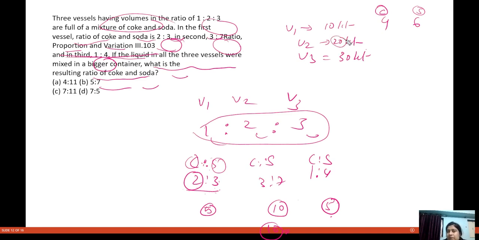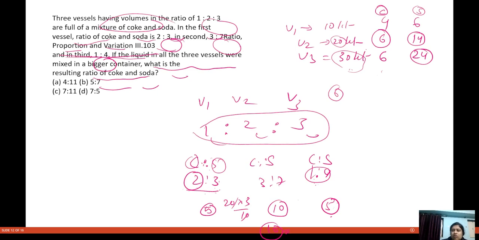And then we have this 20. Here we have 6 liter of Coke and 14 liter of soda. And here we have 6 liter of Coke and 24 liter of soda. So I think now everybody must be clear with this, because we have 30 liter, and 1 liter is of 6 parts. So 6 liter of Coke, 24 liter of soda.